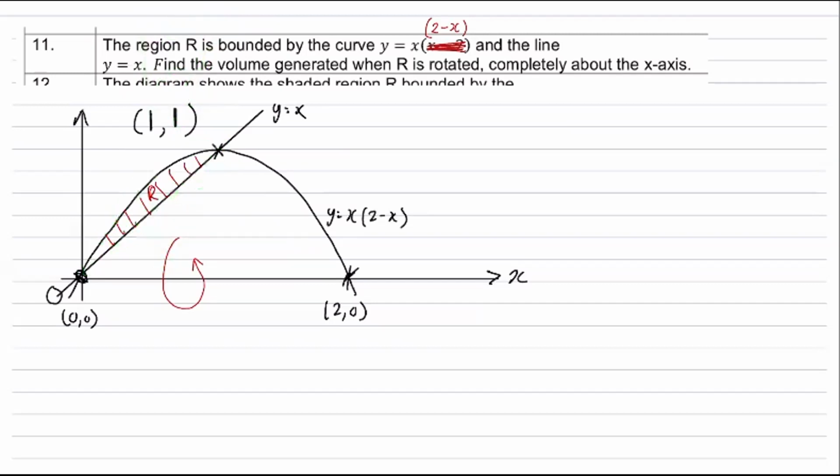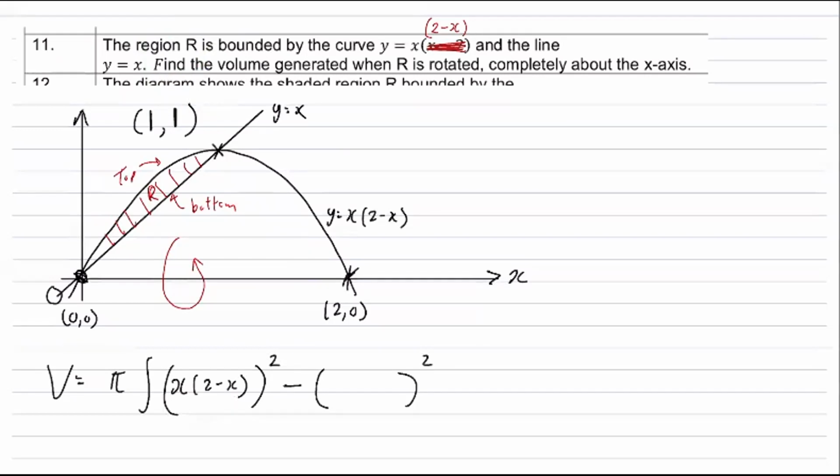So I'll just label top, bottom. Then just use the formula. Volume equals pi times integral from, top function, which is in this case x times 2 minus x, bracket, square, don't forget the square, minus the bottom square. In this case, bottom is y equal to x, and dx. Here, I don't need to make x the subject because we are integrating with respect to x. Then what's the lower and upper limit?